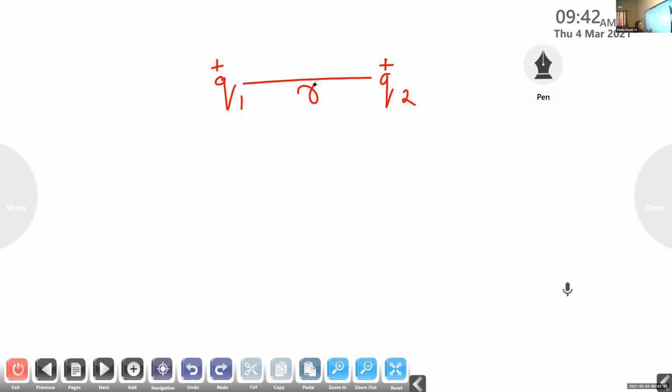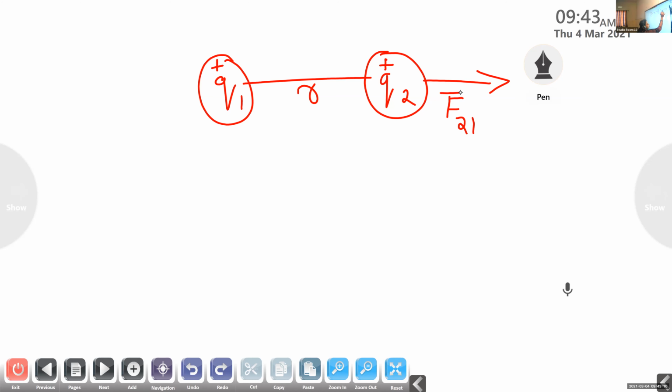If two like charges are kept near each other, what happens? Yes, they repel. That is, the force present between these two charges is a force of repulsion. This charge Q1 exerts a repulsive force on Q2, and as a result Q2 is repelled in this direction. We can name this force F21. Since force is a vector, we put a vector sign above it.